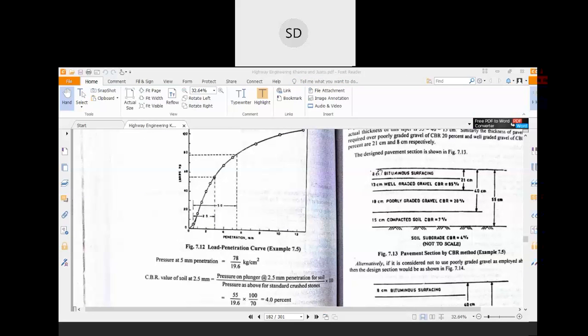this one, that is again an additional 8 centimeter, where a surfacing course would be used. So initially that was 21 centimeter minus 8 centimeter. So your well graded gravel of 13 centimeter should be used as a base course. So this is the total thickness of the pavement, and these are the thicknesses of the different layers. This way you have to design a flexible pavement.